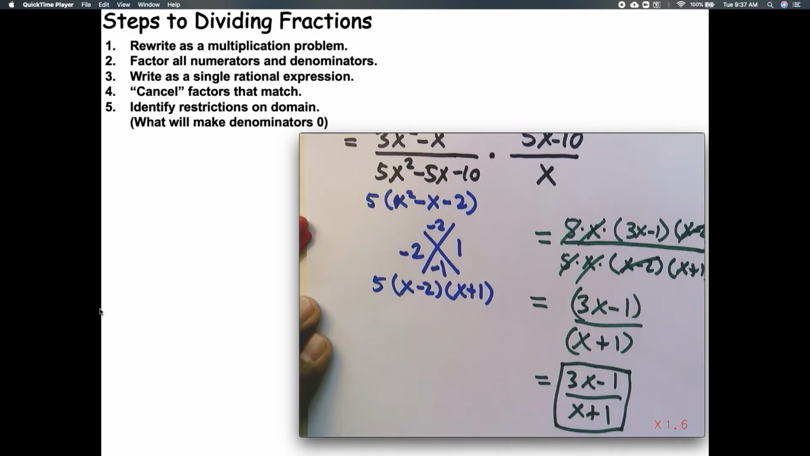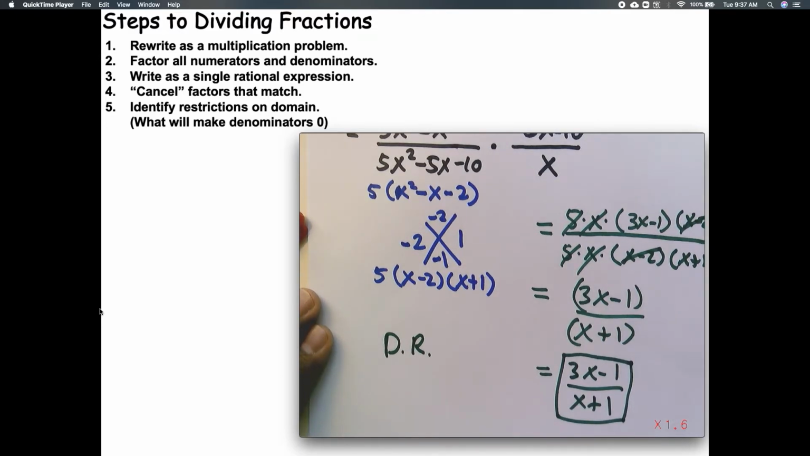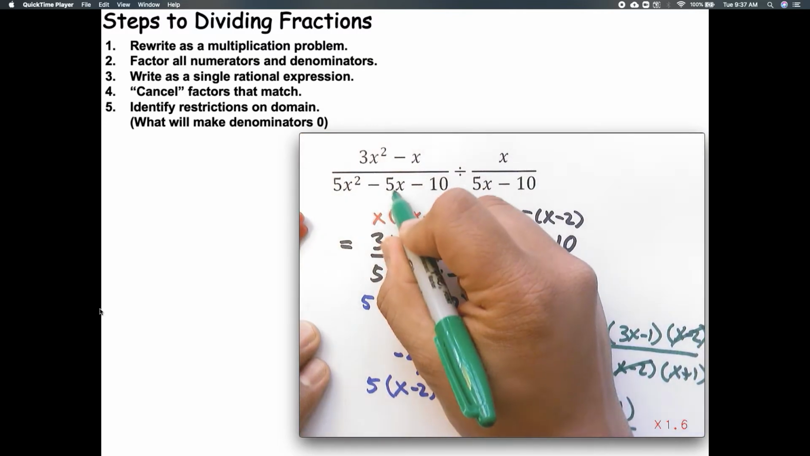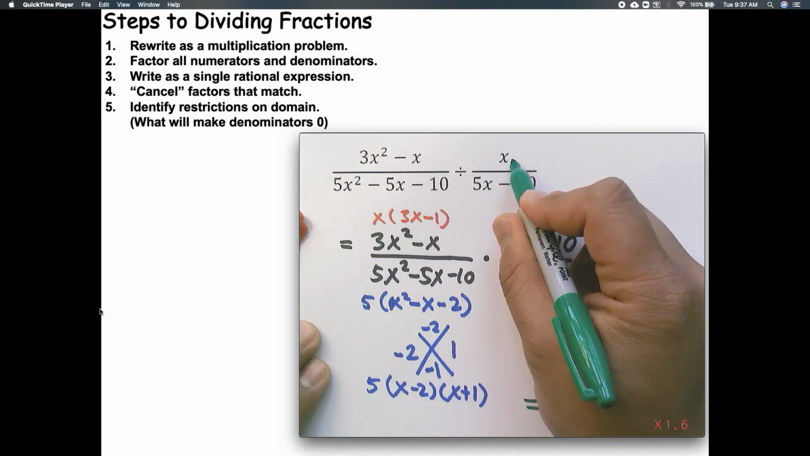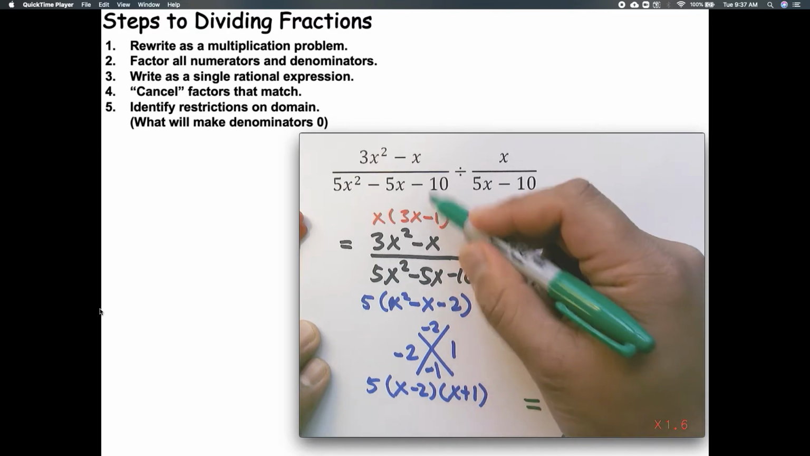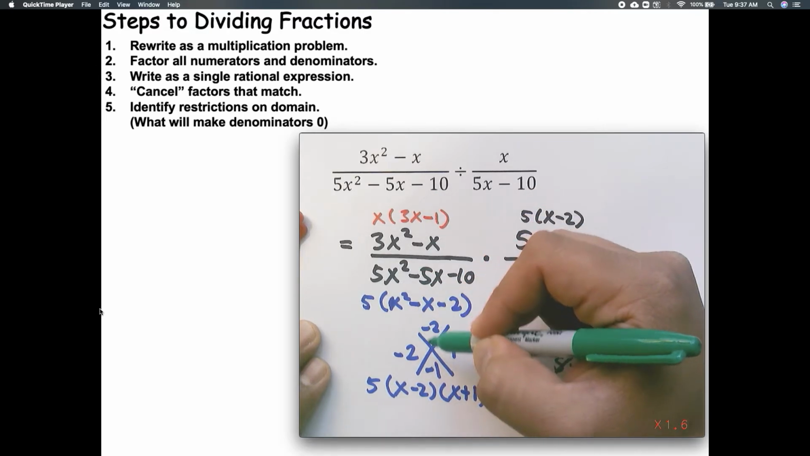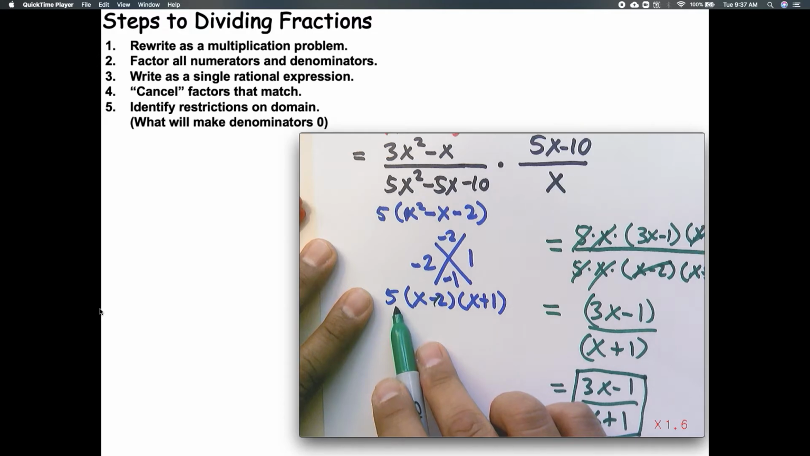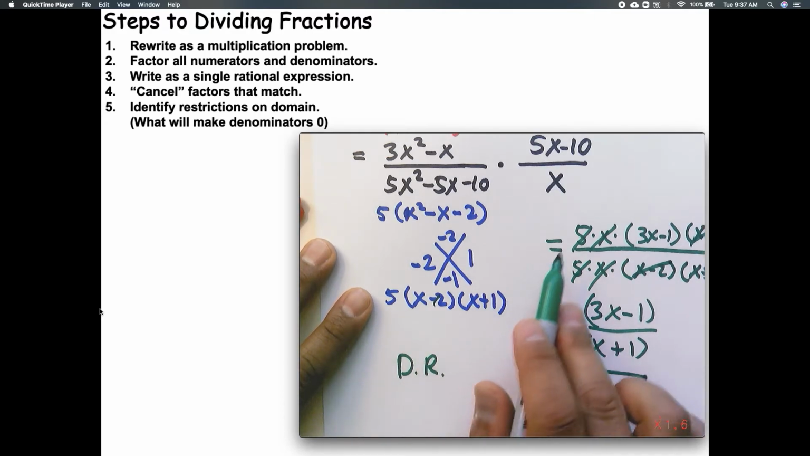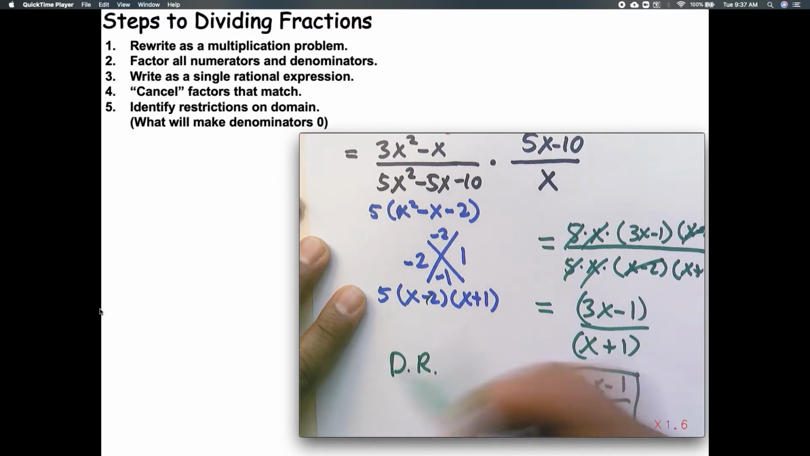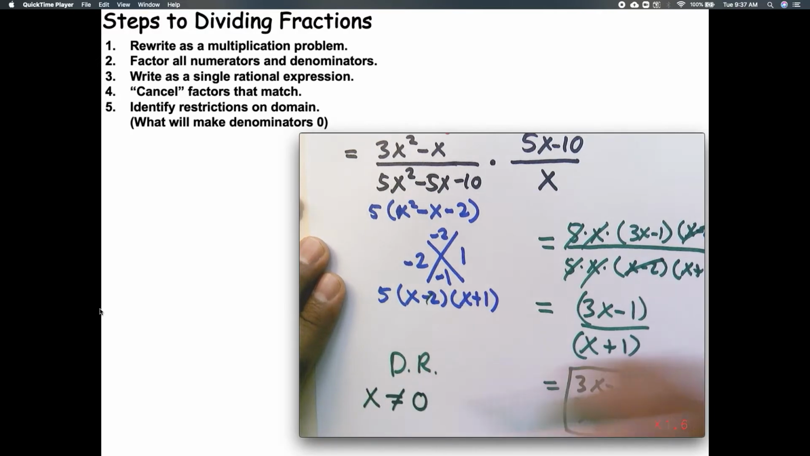Okay. Now we need domain restrictions. If you remember, this thing cannot be a 0, this can't be a 0, and this can't be a 0. So what we're going to do is look at our factored steps here. First off, this first fraction stayed the same, so I just need to make sure this bottom part, which was this, is not a 0. So that's just a 5. 5 is fine. And then going across, we have an x. So x cannot be 0.